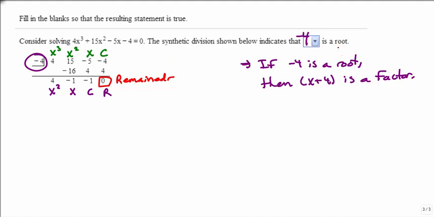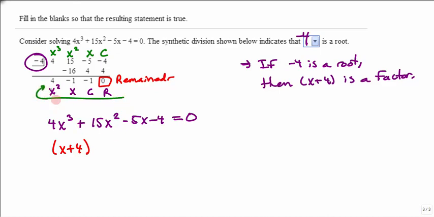So the next part to this question will be, what is the remaining factor? So I know my original was 4x cubed plus 15x squared minus 5x minus 4 equals 0. And I just found out that x plus 4 is a factor. My remaining factor comes from right here going down by my powers. So I have 4x squared minus 1x, I just put in my minus x, and minus 1 for my constant equals 0.